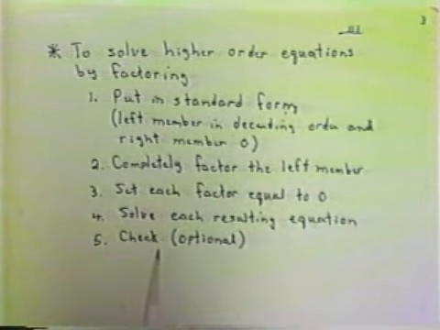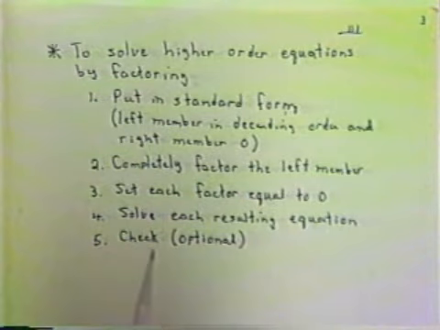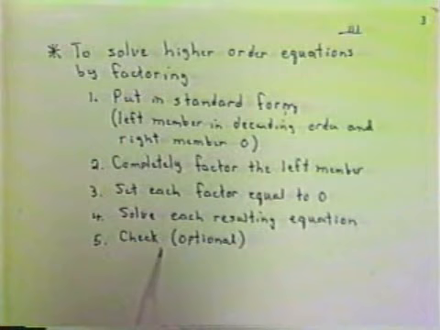5, you check. Now, the check is optional. By optional, I mean that if you have not made a mistake in the first 4 steps, the numbers you get will be the correct answer. Checking is just confirming that your answer is correct. Now, later on, you will have equations in which you must check.